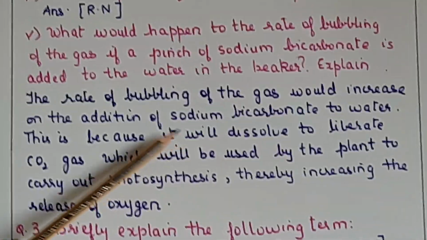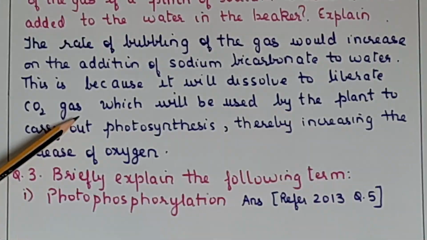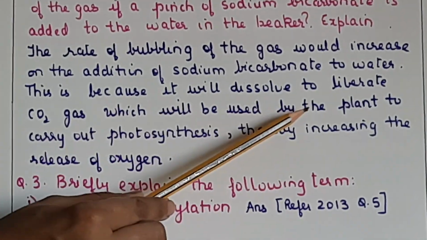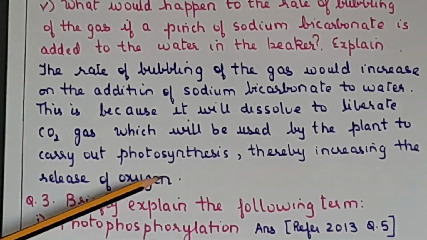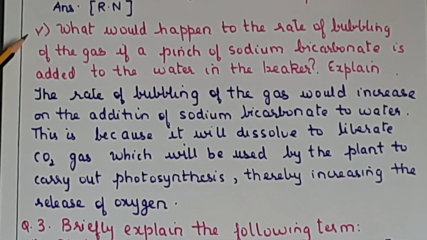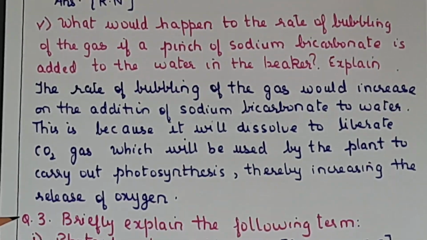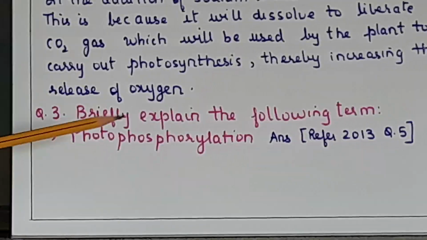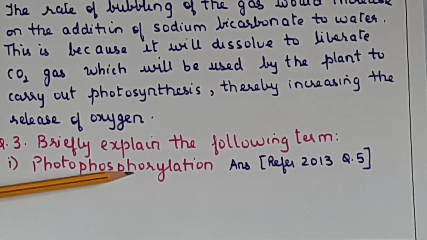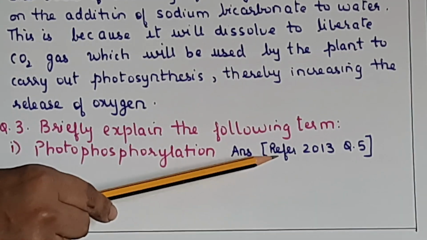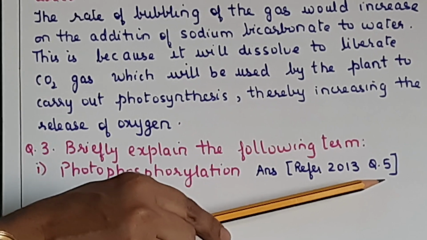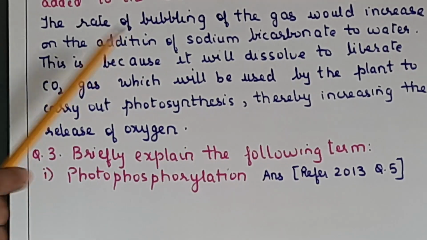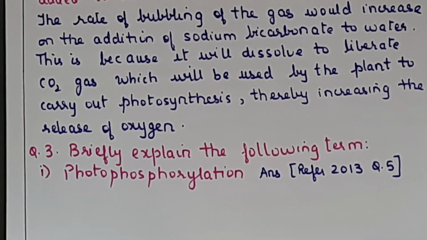This is because it will dissolve to liberate carbon dioxide gas, which will be used by the plant to carry out photosynthesis, thereby increasing the release of oxygen. Okay, is it clear? This is important. Then third part, briefly explain the following terms. Photophosphorylation, just now we did this, so you can safely write, refer 2013 question 5. Okay, is it clear? No need to write it again, we've already written it before. So we'll move to the next part now.